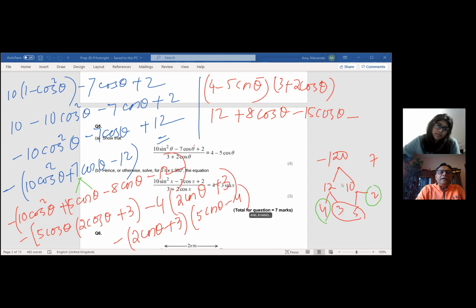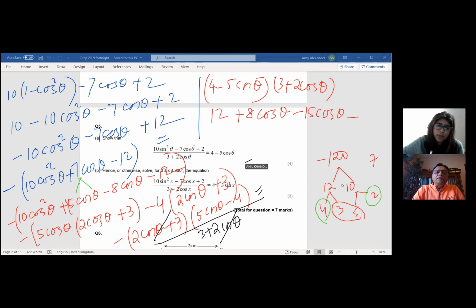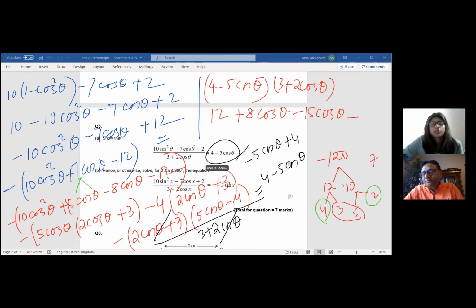And we had the denominator. Now let me put the denominator, which is 3 plus 2 cos theta. So 3 plus 2 cos theta cancels, and you're left with minus of 5 cos theta minus 4, which is 4 minus 5 cos theta. Is it clear? Right. Which is this, and that's what we wanted to prove.